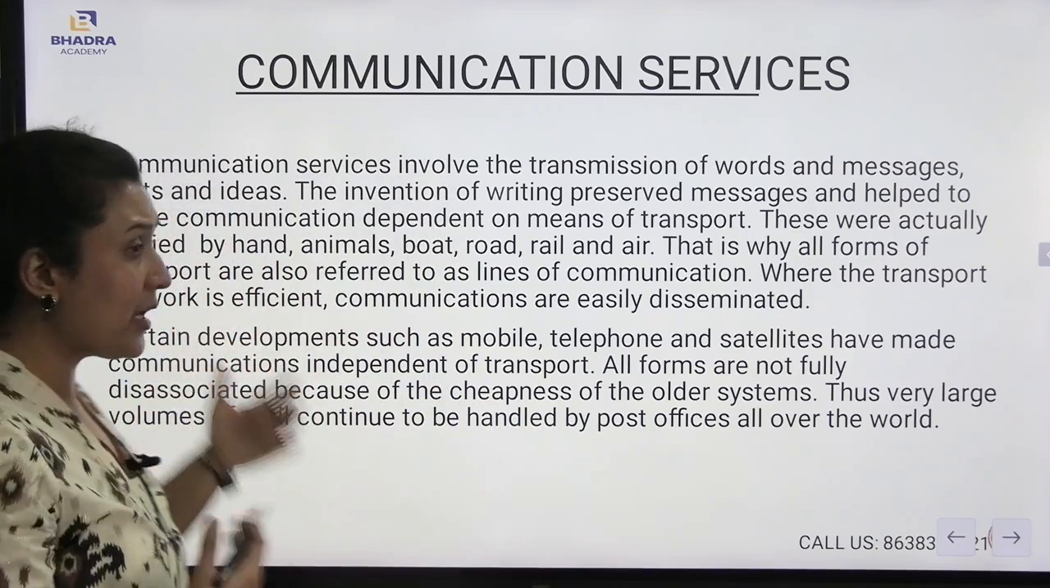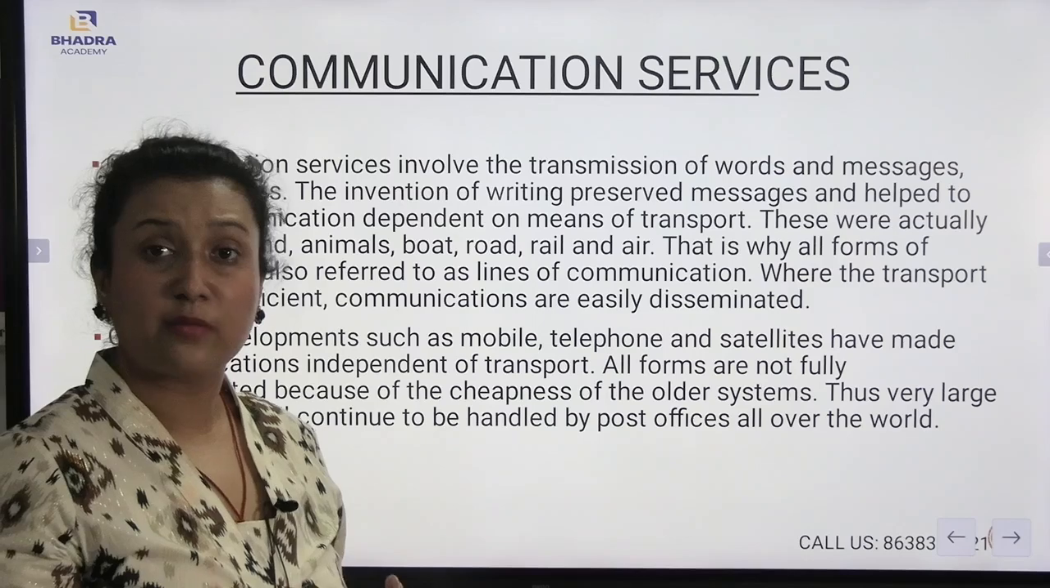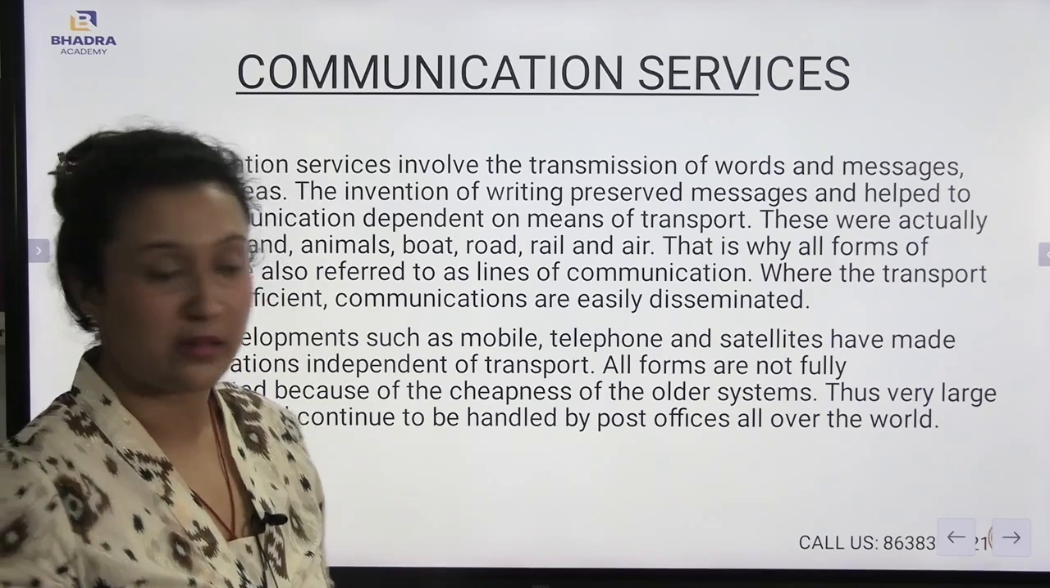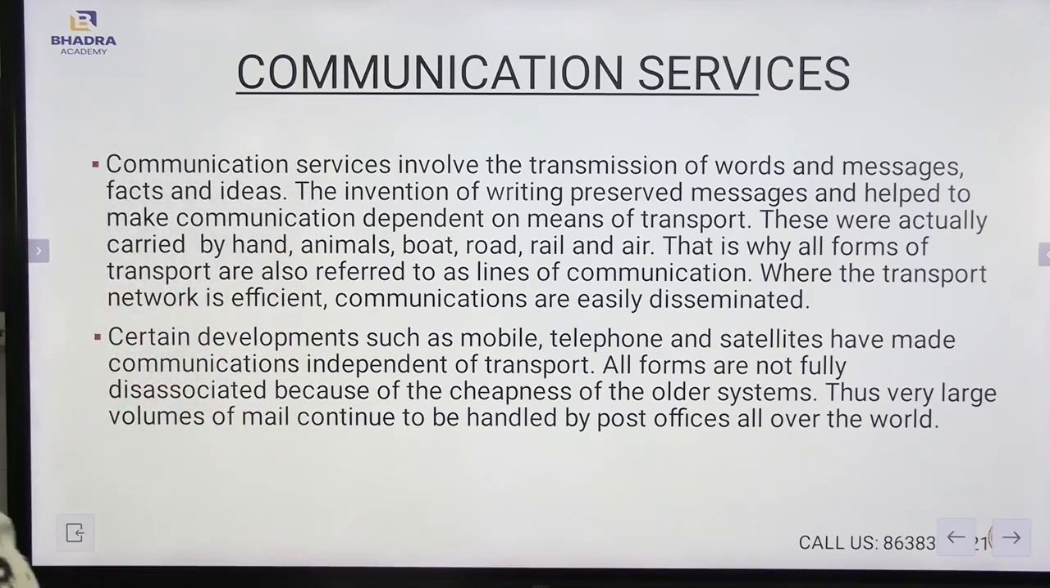Also, now the network has become efficient. For that reason only, information is being sent from one place to another. Certain developments such as mobile telephone and satellite have made communication independent of transport. All forms are not fully disassociated because of the cheapness of the older system. Thus, very large volumes of mail continue to be handled by post offices all over the world.